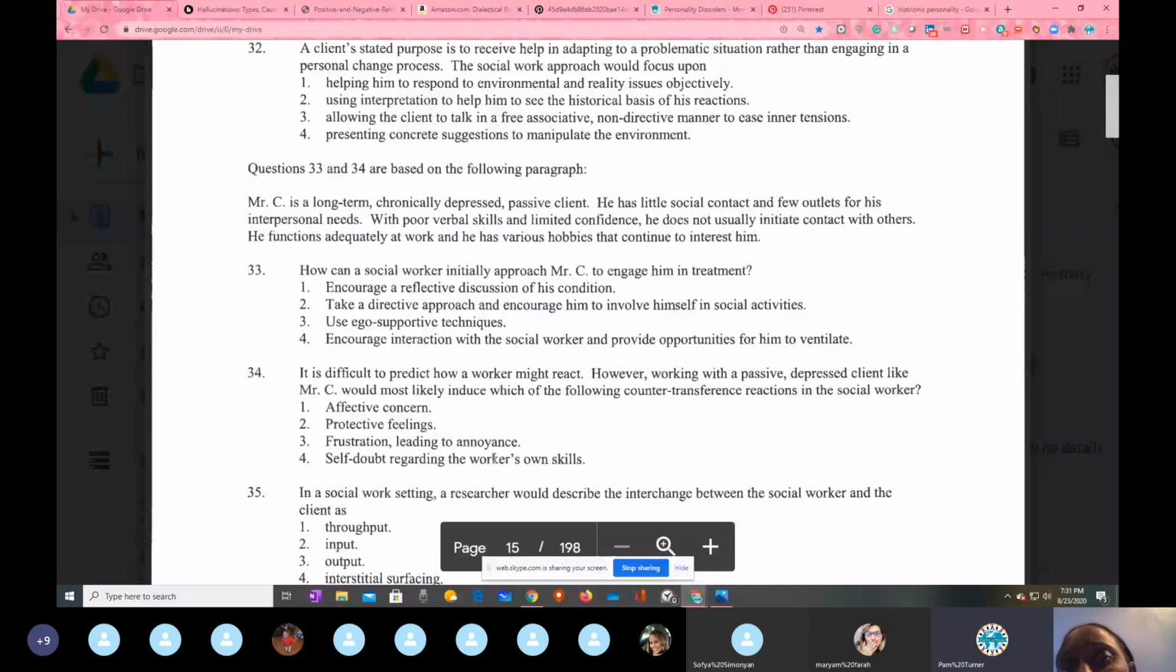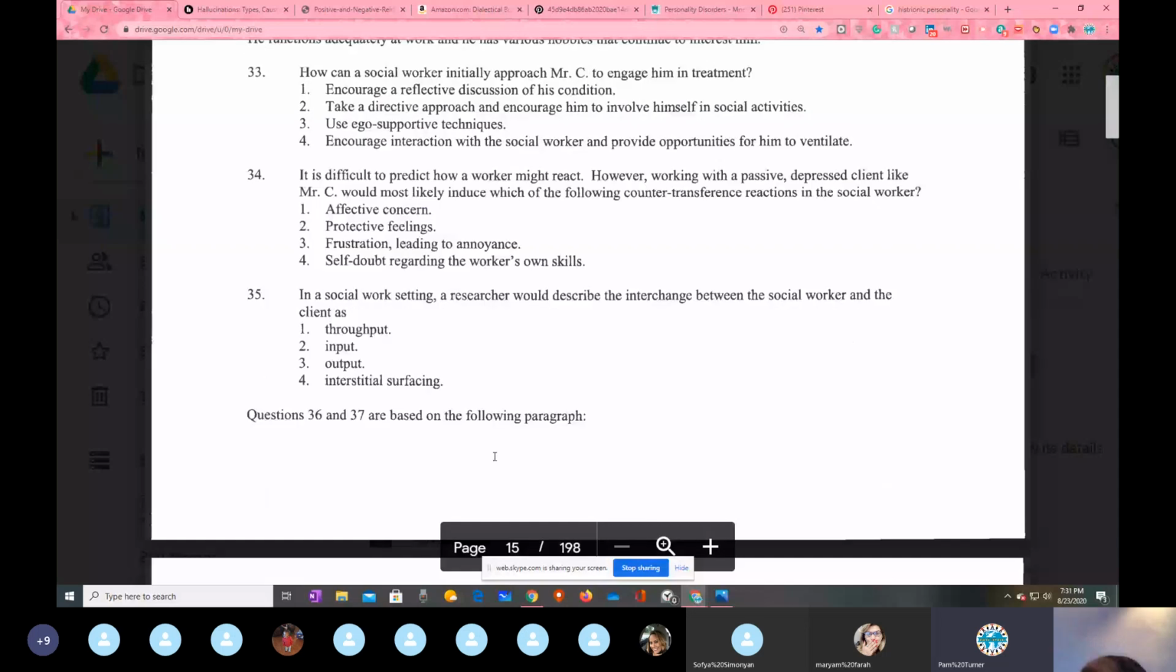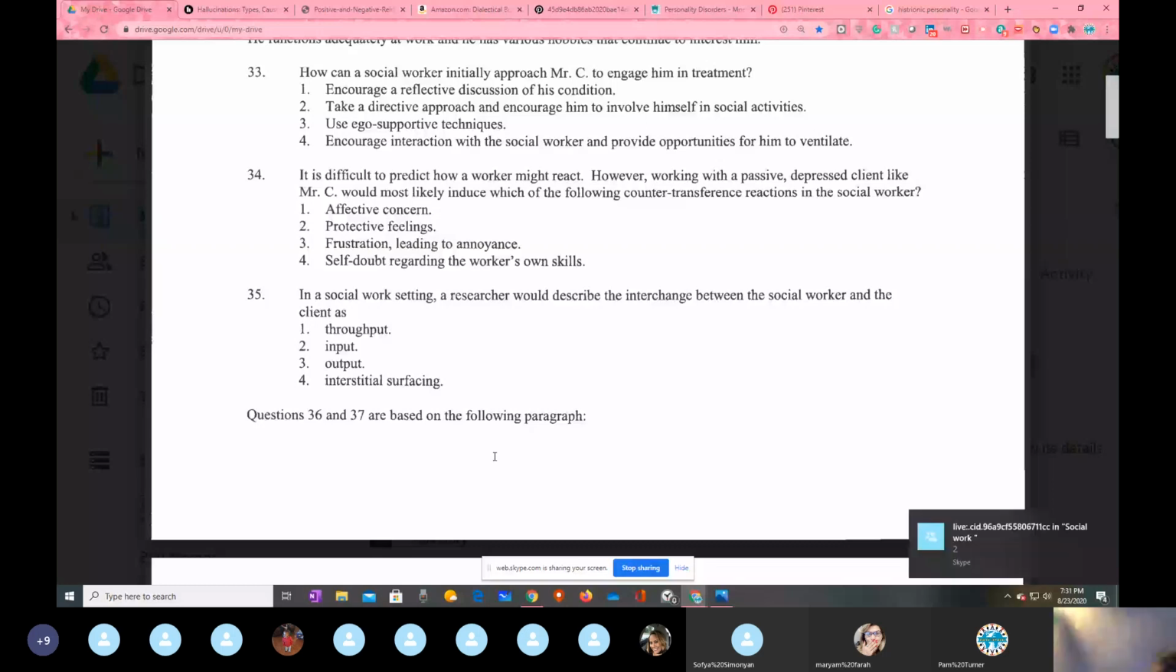Question 35, again, that is probably one of the terms we talked about in the past. In social work settings, a researcher would describe the interchange between the social worker and the client as what? That's a systems term. So what am I inputting? Throughput. Thank you. We're in the same system.